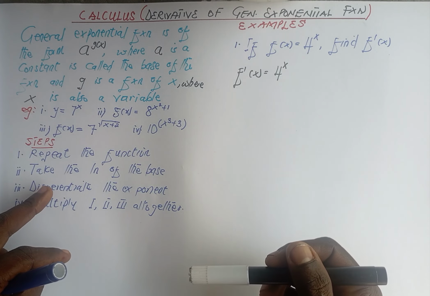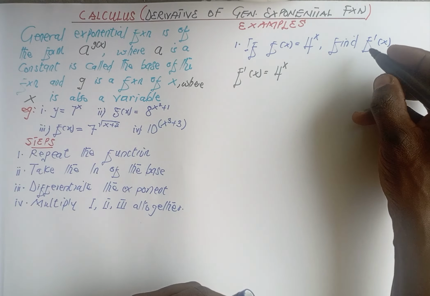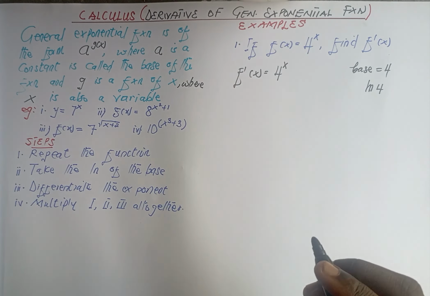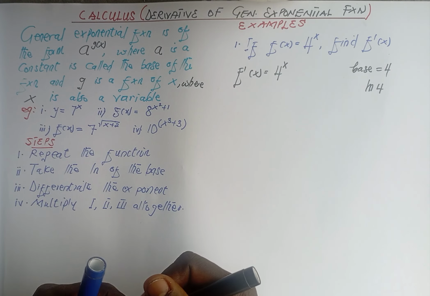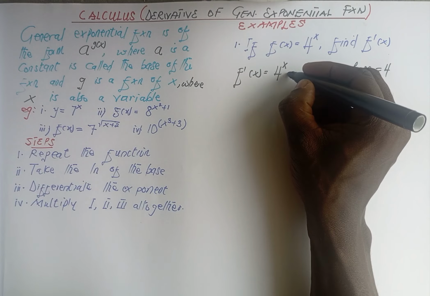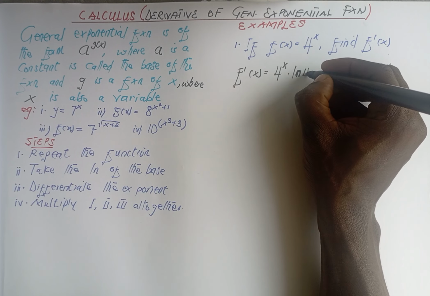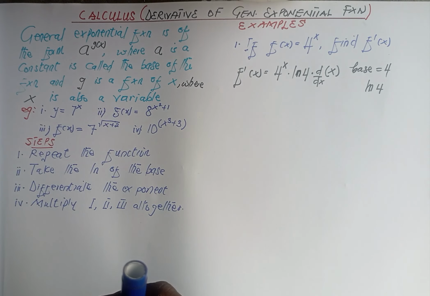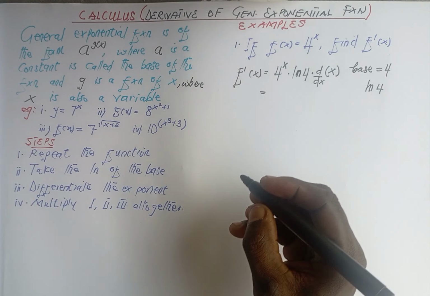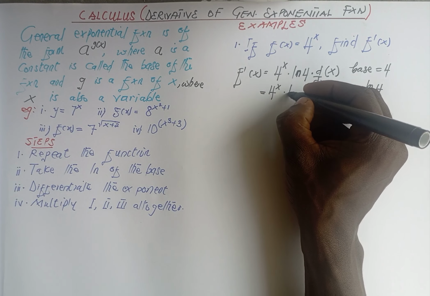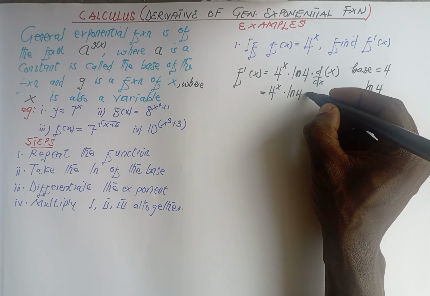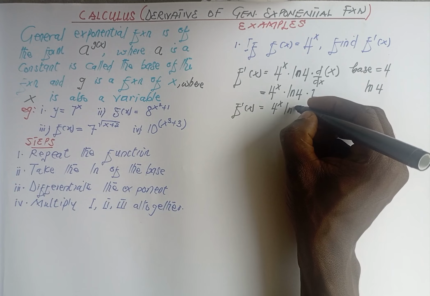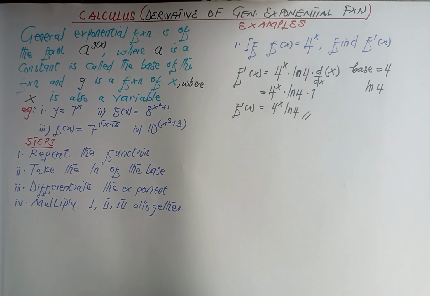Now the second step says take the ln of the base. So what is the base? The base is 4. So we take the ln of the base. So we have ln 4. And then we differentiate the exponent. So we take the ln of the base, which is 4, and then we differentiate the exponent. So when we differentiate x, what are we going to get? So let's move to the next step. So we are going to have 4 power x multiplying the ln of the base, which is ln 4, and when we differentiate x, we are getting what? 1. Therefore, the derivative of that function above is giving us 4 power x ln 4, and that is that. Very, very simple. We take our next example.